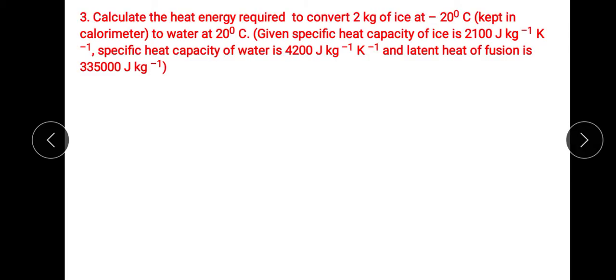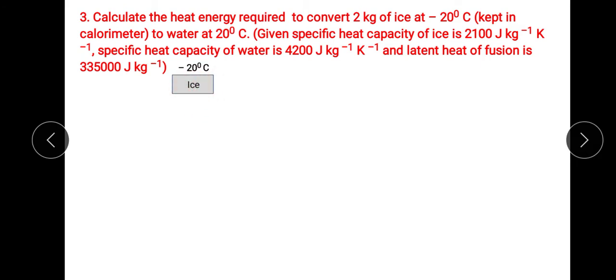So in this problem, calculate the heat energy required to convert 2 kg of ice at minus 20 degrees Celsius, which is kept in a calorimeter, to water at 20 degrees Celsius. Now they have given the specific heat capacity of ice, specific heat capacity of water, and also the latent heat of fusion of ice as this much. Now this problem can be understood with the help of a block diagram.